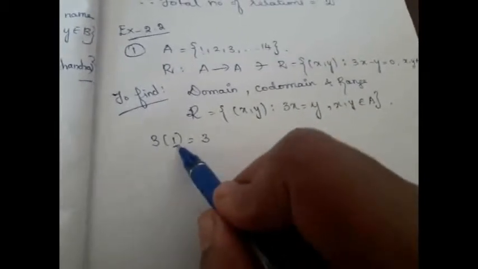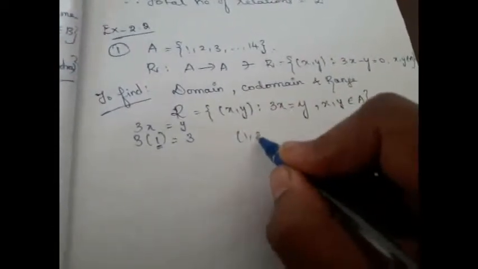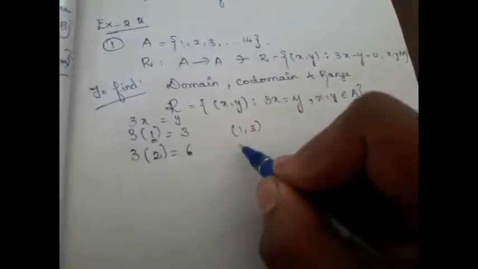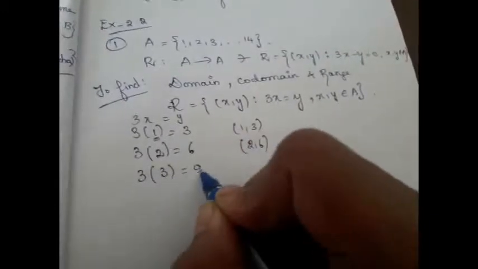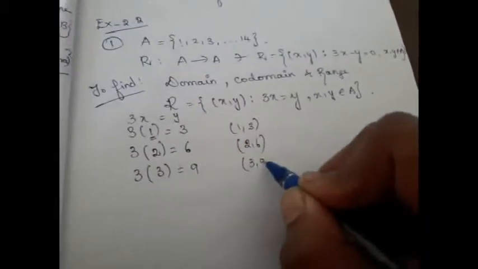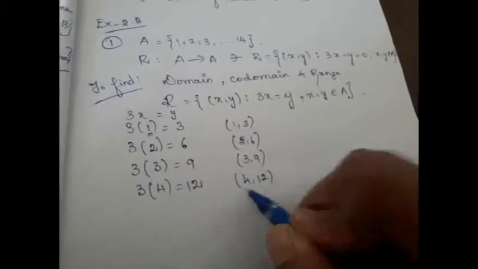So 1 is your x, 3x is equal to y. Now 1 comma 3 is your first ordered pair. Next 3 into the second element 2. 3 2s are 6. So 2 comma 6 is your second ordered pair. 3 into the third element 3. 3 3s are 9. So 3 comma 9 is your third ordered pair. 3 into 4, 3 4s are 12. So 4 comma 12 is your fourth ordered pair.